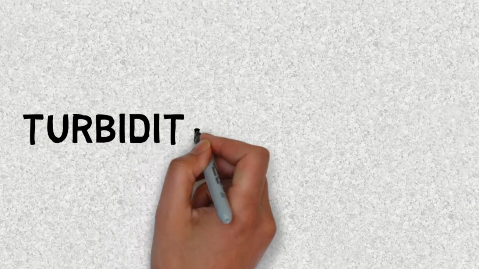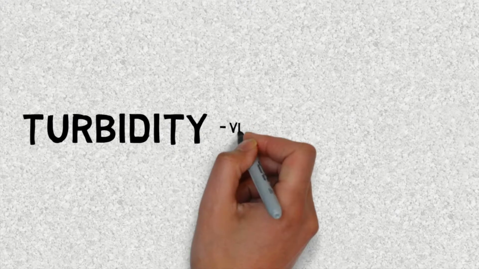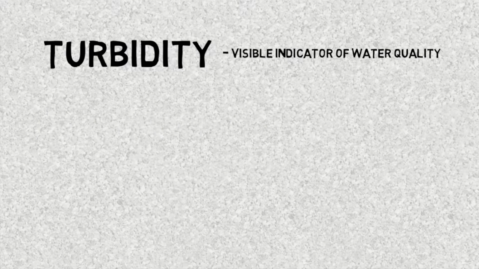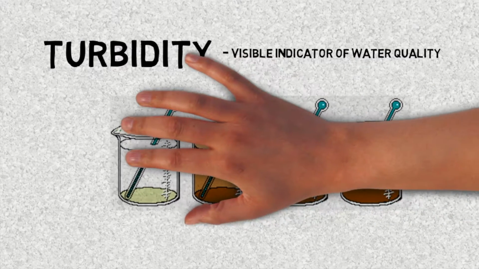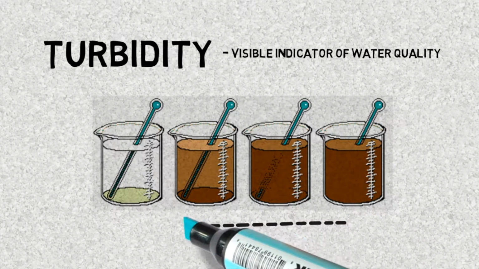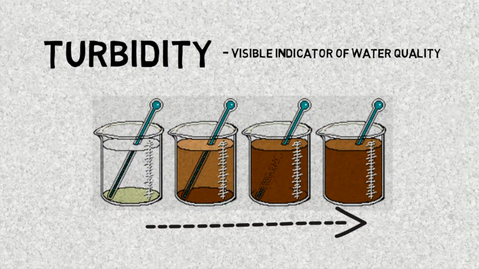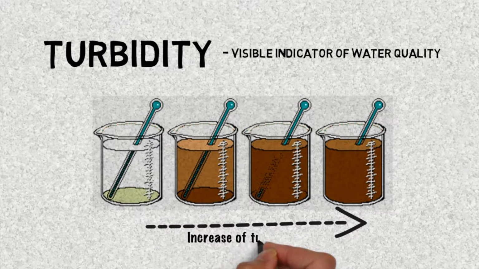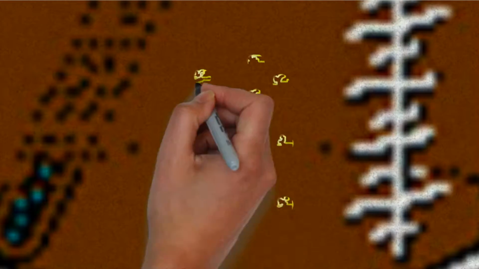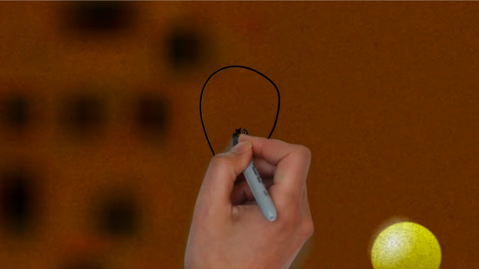Okay, so now we'll move on to turbidity. So this is one of the more difficult parameters to measure. It is a visible indicator of the water quality. Turbid water will often look murky and cloudy, affecting the physical look of the water. Turbid water can be measured by the light reflected off of the physical or colored materials.